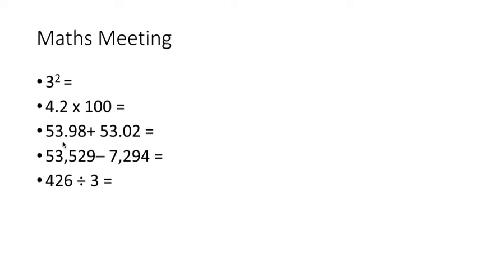Then we've got a column addition. Both numbers have 2 decimal places, line them up carefully. Then we have a 5-digit number, subtract a 4-digit number, again column subtraction. And finally, short division, 426 divided by 3. Pause the video, work them out.